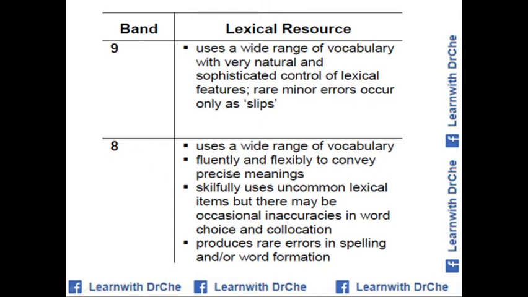So to get band 8 in lexical resource, you should use a wide range of vocabulary, not just topic specific vocabulary, and wide range. You should use your words fluently and flexibly to convey your precise meanings, not forcefully. If you learn one word and you want to put this word in every essay, this is forcefully or not naturally. If there is a need to put a word, you should put them naturally, if we need to use them. Skillfully use uncommon lexical items, but there may be occasional inaccuracies in word choices and collocation. This student produces rare errors in spelling and or word formation.